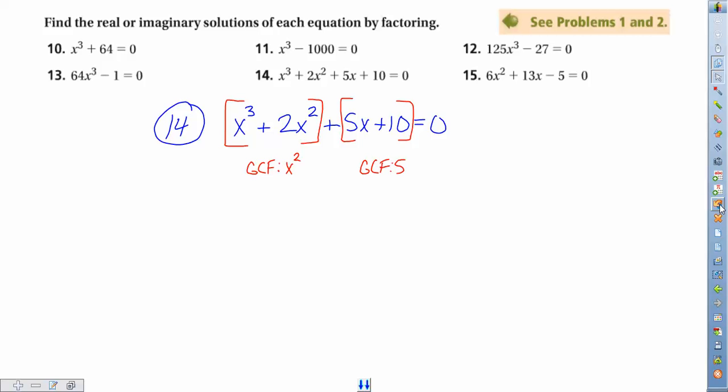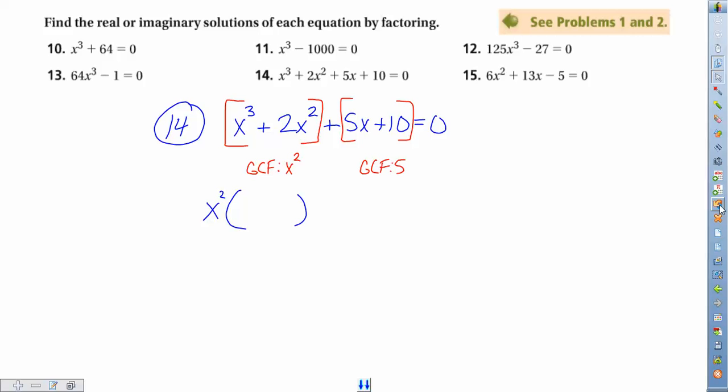So do you notice what I wrote down for the greatest common factor for each one? The greatest common factor of x cubed plus 2x squared would be x squared. Greatest common factor of 5x plus 10 would be 5. Okay, so then your next move is to take that greatest common factor out of each one of those two groups. So there I've set up the first one. I take out x squared and see the parentheses.